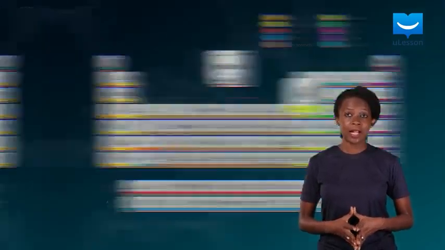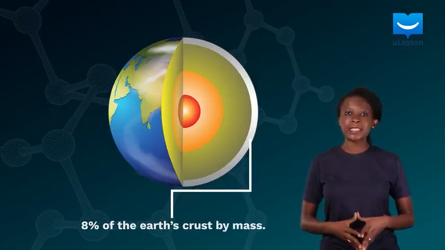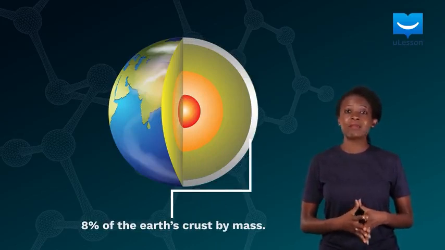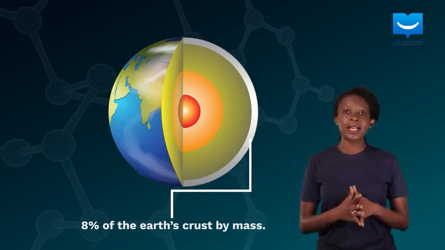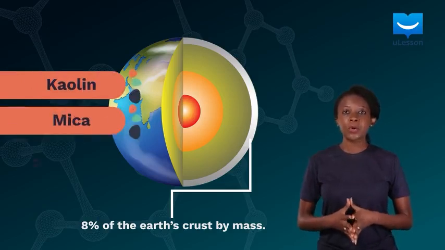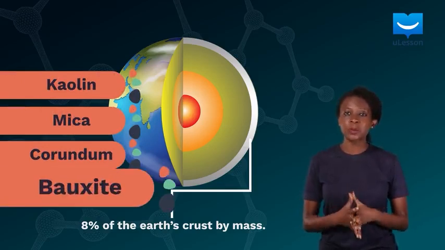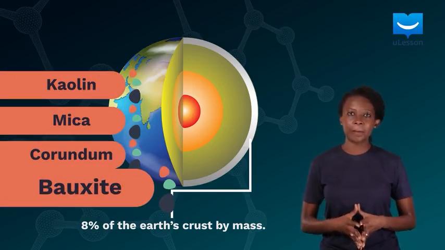To start with, aluminium is the most abundant metal and the third most abundant element found in the Earth's crust. It makes up about 8% of the Earth's crust by mass. And in its combined state, a significant amount of aluminium is found naturally in some minerals such as kaolin, mica, corundum, and bauxite. Among the minerals in which aluminium can be found, bauxite is the world's primary source of aluminium.